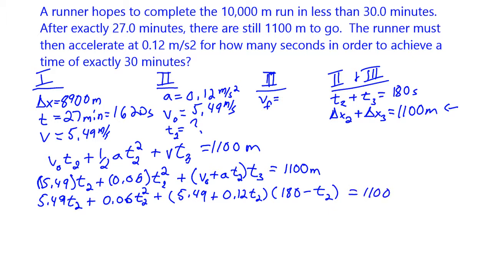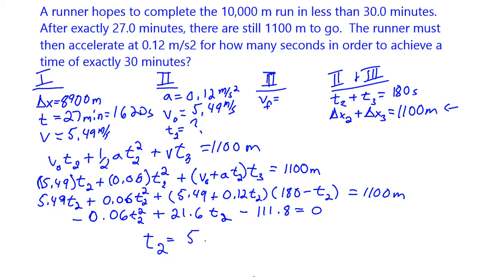I'm going to let you guys do the algebra for that because I'm going to run out of space here. And when you solve this out, you do some algebraic magic here, you get negative 0.06 T2 quantity squared plus 21.6 T2 minus 111.8 equals 0, and you get T2 equals 5.2 seconds. Hopefully that helps you out.